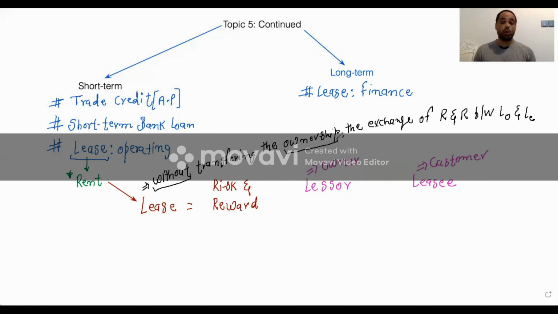If anything breaks down in the room, I have to fix it. So risk belongs to the lessee. Reward: I can use that room to do any kind of business, but I can't sell it. I can't sell the room, as per the meaning of rent. Finance lease means you can do whatever you like in that room, but you can't sell the room. Of course not, because you're not the owner, right? This is called a finance lease. The best example of finance lease is malls.